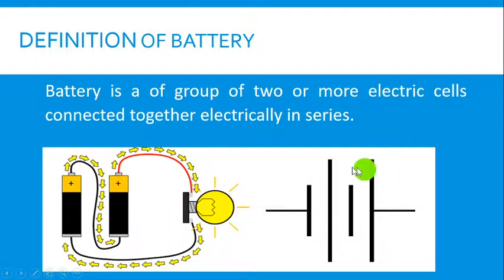Now, the second image here represents the circuit symbol for the battery. If you compare this with the first diagram, the first one is just a single pair of parallel lines, while this one contains two because I have two cells in this case to form the battery. The longer line represents the positive pole, while the shorter line represents the negative pole of the battery.